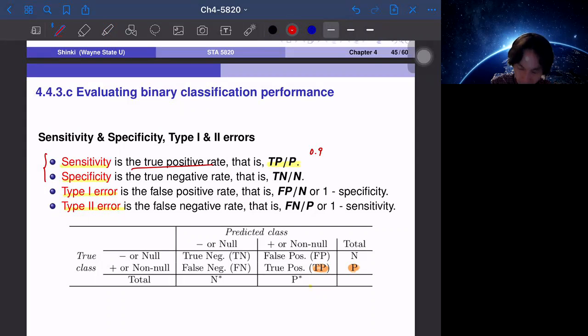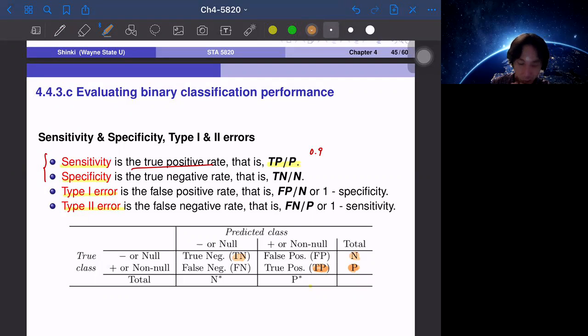And the specificity is the true negative over negative. Suppose we have 100 truly benign patients, but out of those 100, we can diagnose only 90 as negative. Then the specificity is 90%.